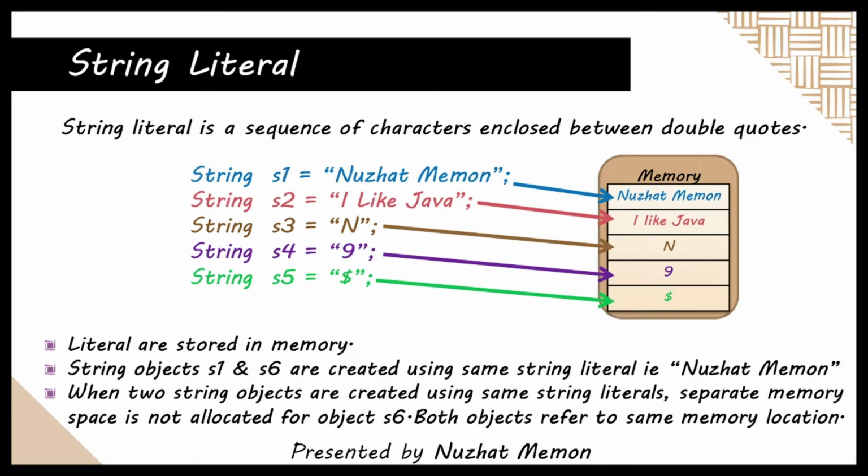Now say I create one more string object, S6, and it holds the same value as Nuzhat Memon. Now you can see string objects S1 and S6 are created using the same literal, Nuzhat Memon. When two string objects are created using the same literal, separate memory is not allocated for S6. Both objects refer to the same memory location. In short, a repeated literal value will not get separate memory space but points to the same literal value, the same memory reference.